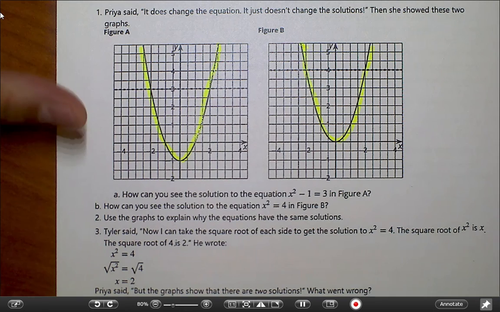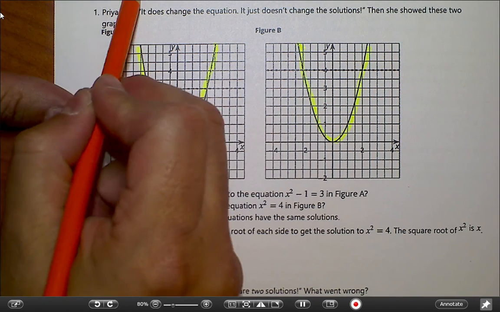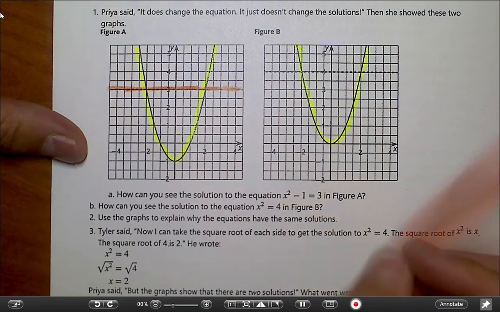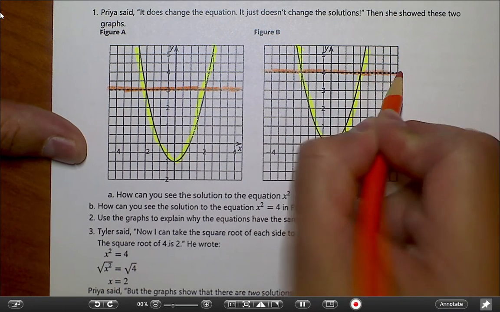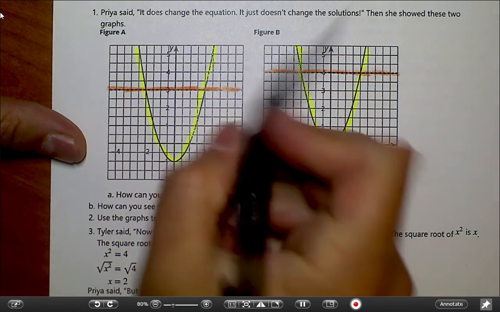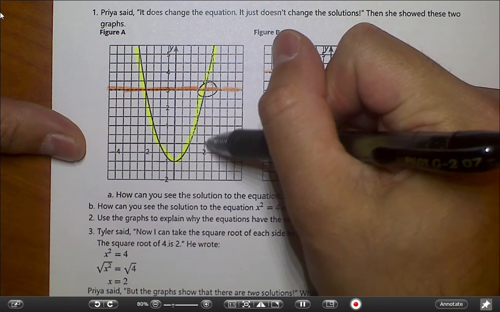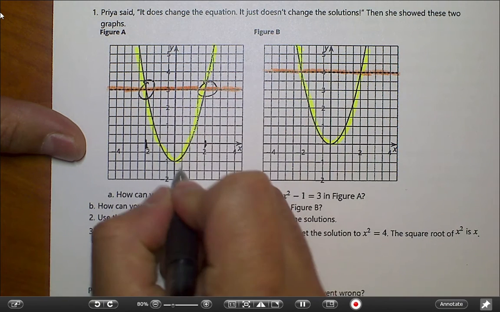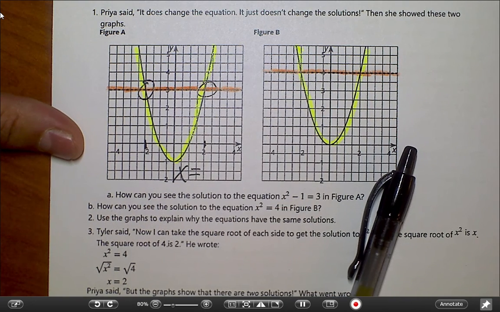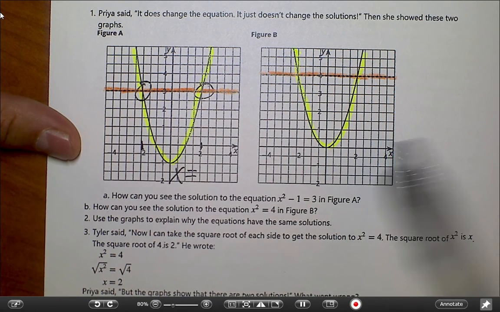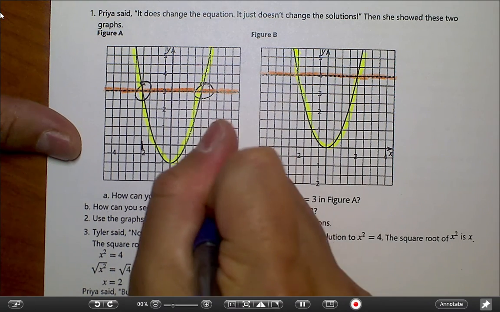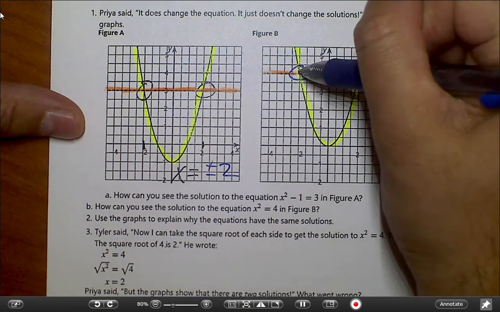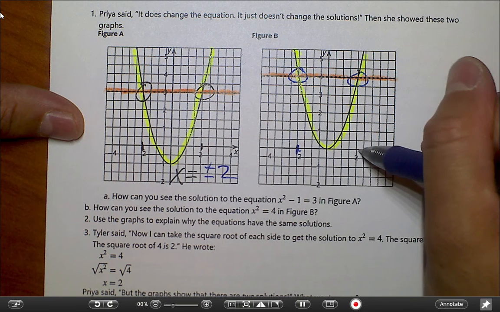And okay, this one right here is x squared minus 1 equals 3. That's this one right here. This next one over here is x squared equals 4. This one right here. So let's see. Where do these intersect? Right here, I get positive 2. Right here, so x equals, actually, I got a blue pen, I think. There it is. So plus or minus 2. Now, if we do it again over here, let's see. We get negative 2, and positive 2.